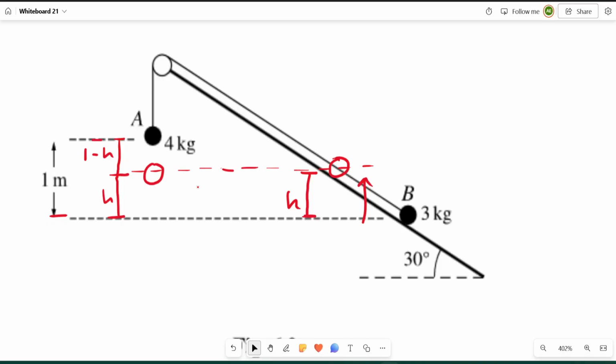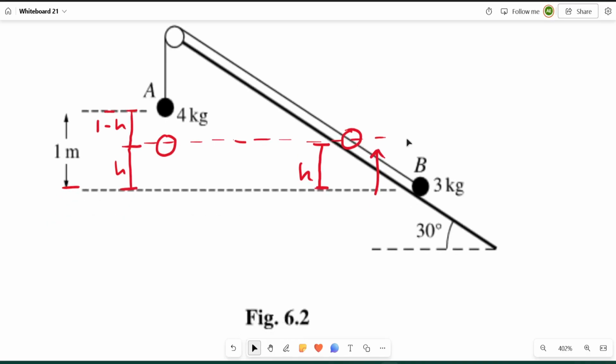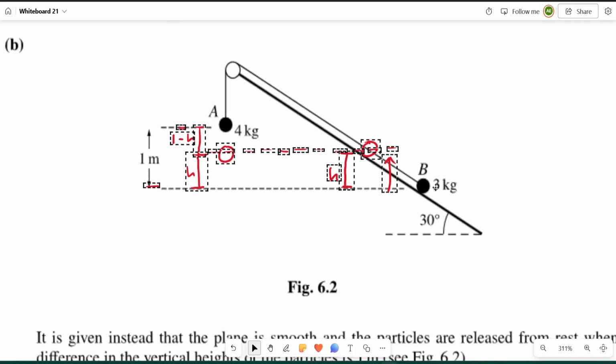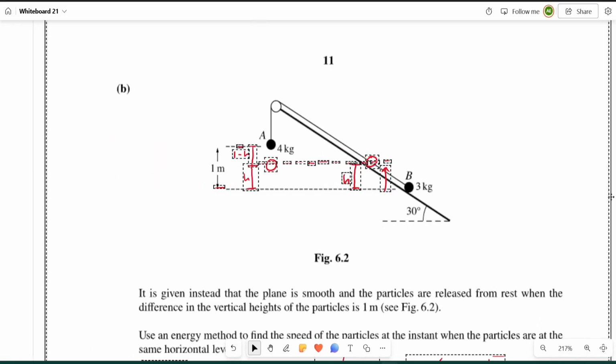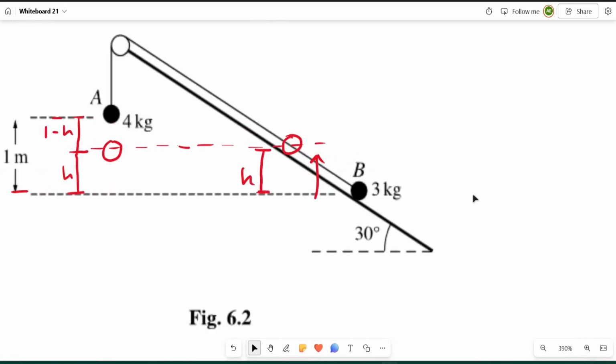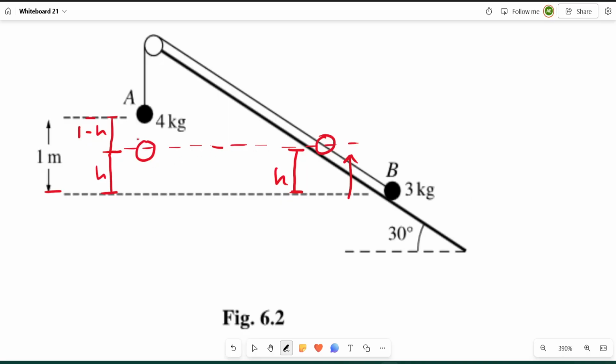That is the interesting part. The second interesting part is that since the string is inextensible, as it told us, the amount that A moved matters: if A moved 1 meter downwards, then B should move 1 meter upwards. If A moved 2 meters downward, then B is going to move 2 meters up the plane. So this is going to help us a lot.